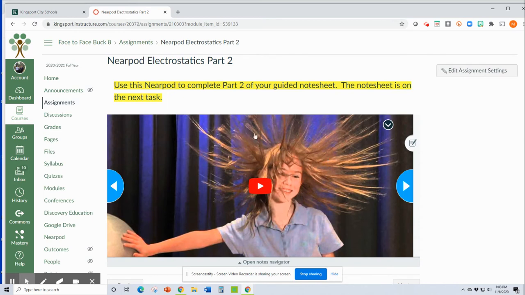And what happens here on her hair is her hair actually all becomes charged. And since the charge on her hair is the same, they're going to repel each other, and that causes her hair to move apart from each other. So we'll let you watch that on your own.